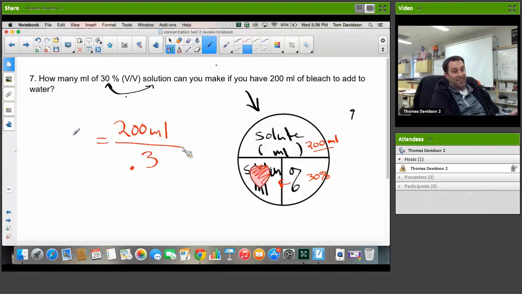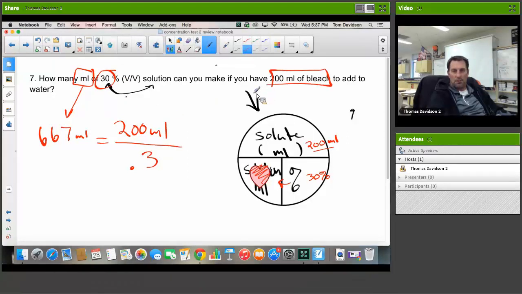It is, I did not mean to do this, so we'll just round. It is 667 milliliters. All right, so you can make 667 milliliters of 30% bleach if you have 200 milliliters of bleach to start with.